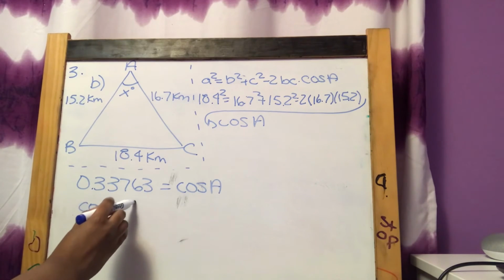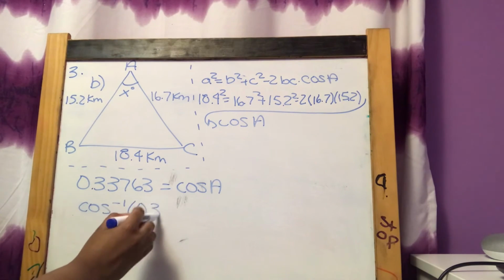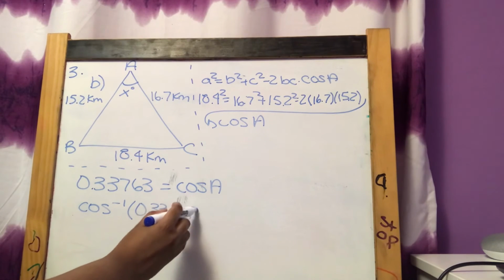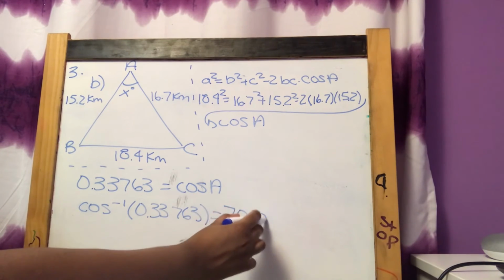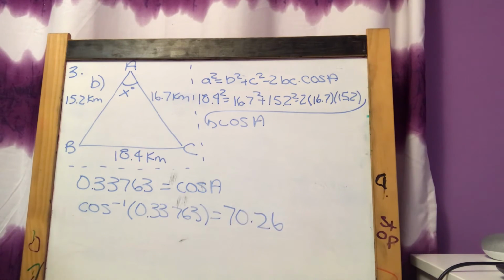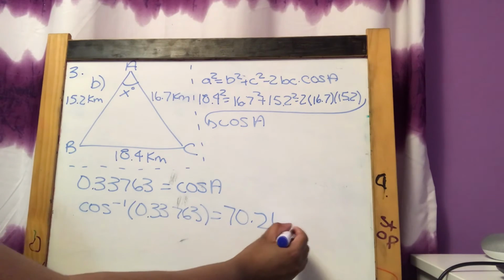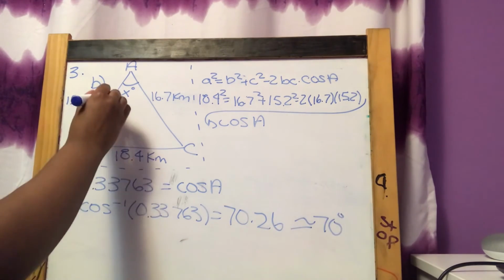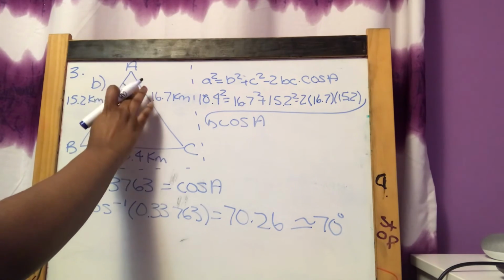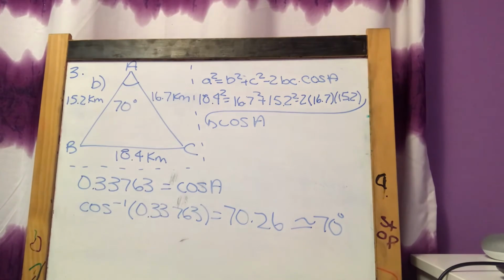And now we would have to do the inverse of cos. So cos inverse of 0.33763, which would equal cos of A, is now 70.26 when you put it in your calculator, which when you round it would just be 70 degrees. So that is the angle of A. Angle A equals 70 degrees.